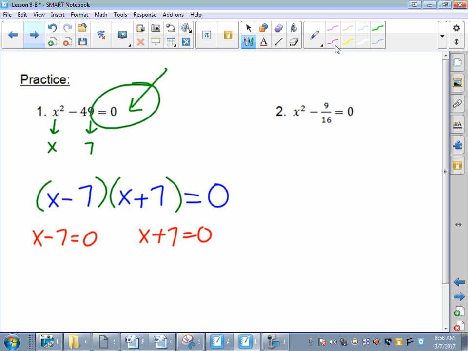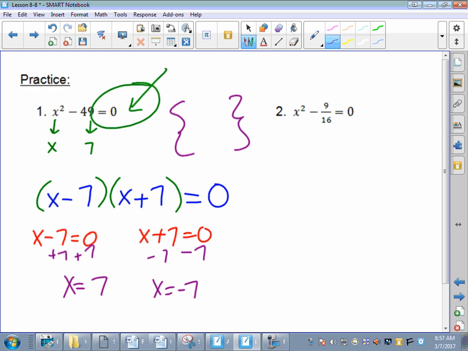And I'm going to go ahead and solve these guys. This one I'm going to add 7. This one I'm going to minus 7. So I get an answer of x equals 7 and -7. Sometimes I get real lazy and I just put a positive and a -7 for my two answers. And I'm solved.